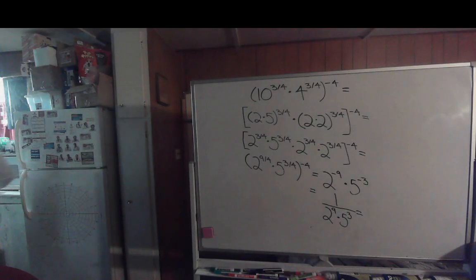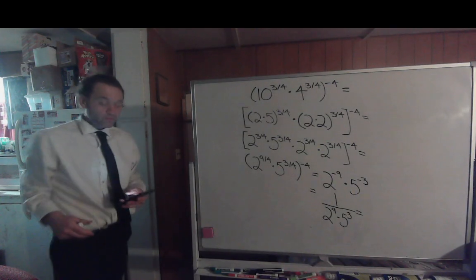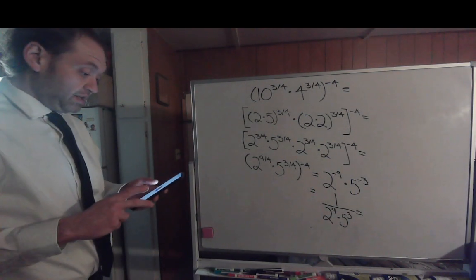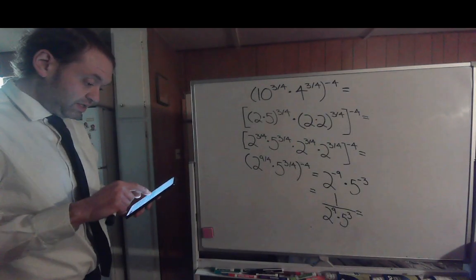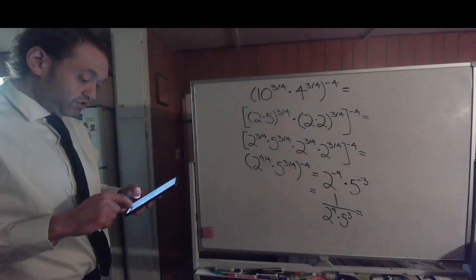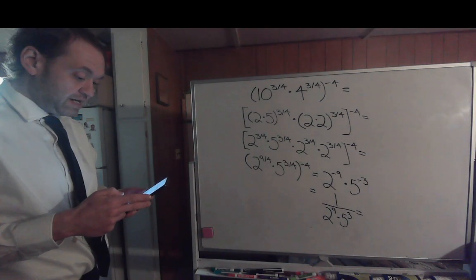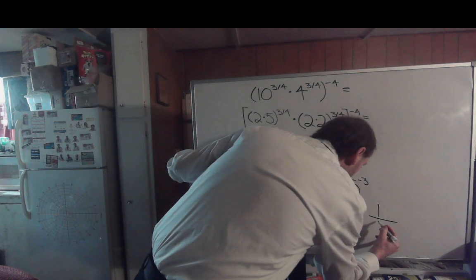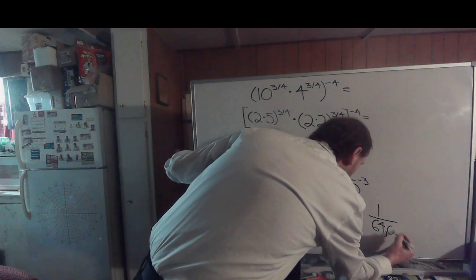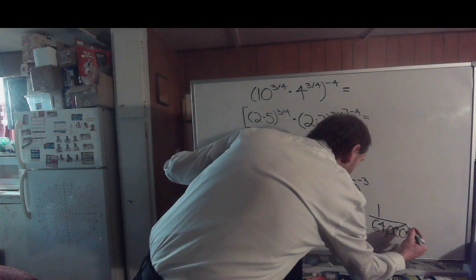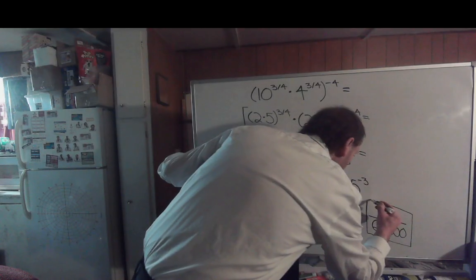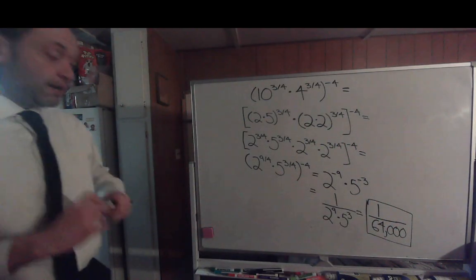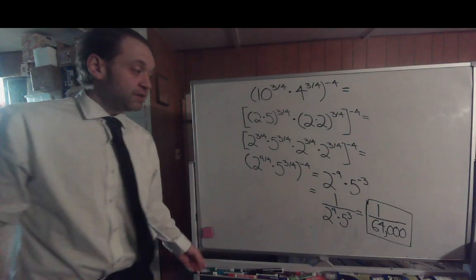One second here. Let me calculate this. 2 to the 9th is 512. Take that times 125. You're going to get 1 over 64,000. When you simplify this, you get 1 over 64,000. So that would be your answer, 1 over 64,000.